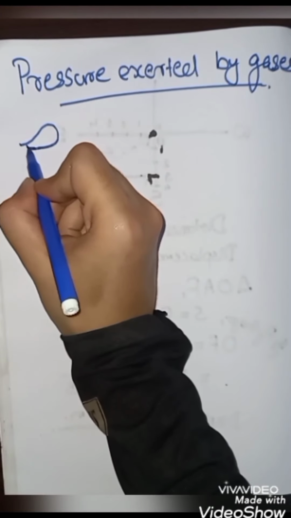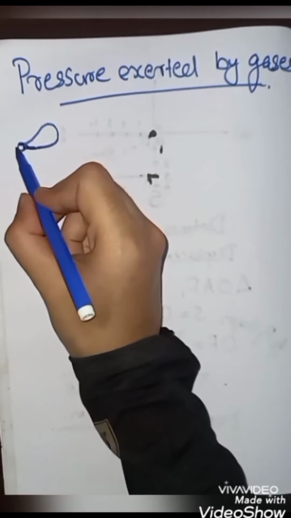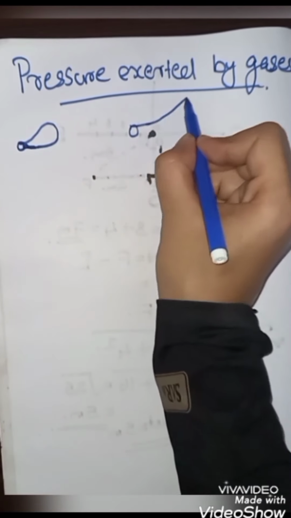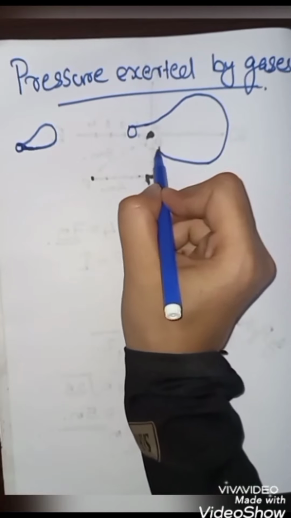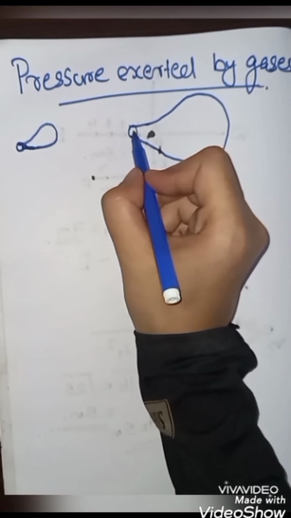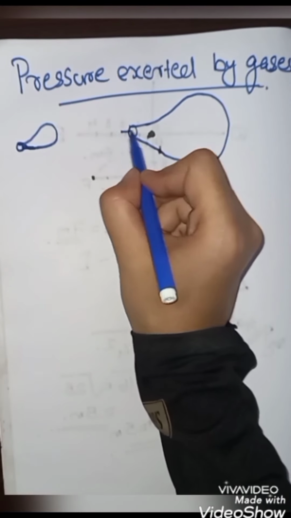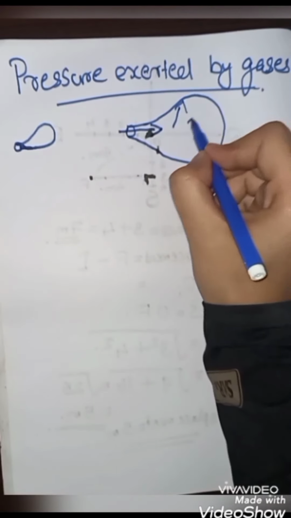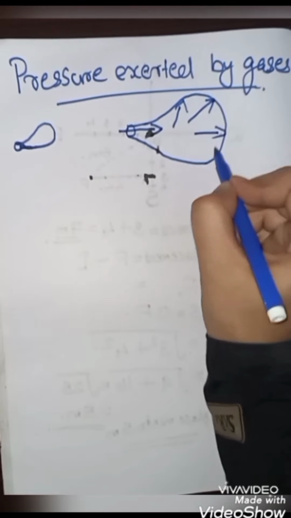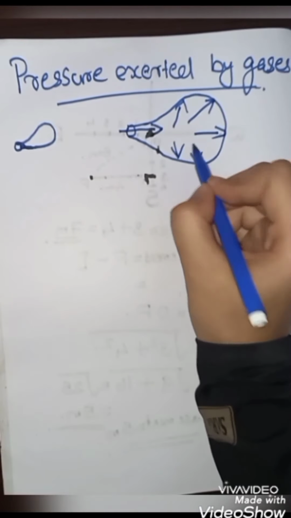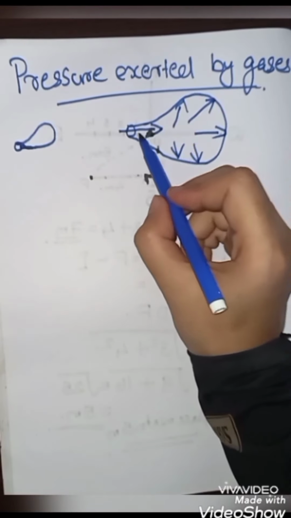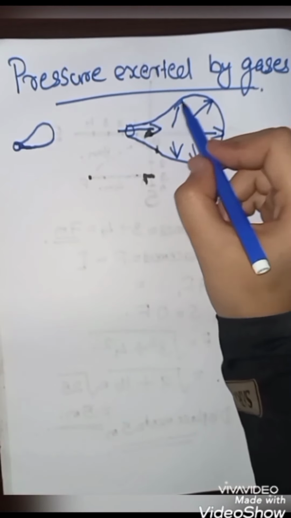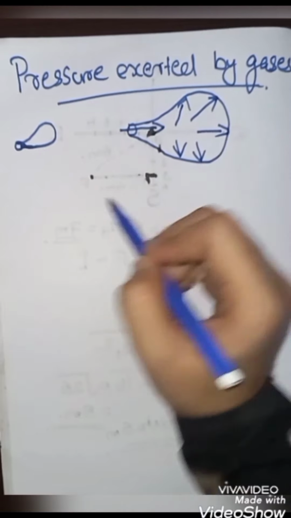Here I am taking a balloon, then I am blowing through this balloon. When I blow through this balloon, the balloon will bulge. That means when I blow through this balloon, the air will move into this balloon and this air exerts pressure on the walls of this balloon. Okay, isn't it? The gas exerts pressure on the walls of this balloon.